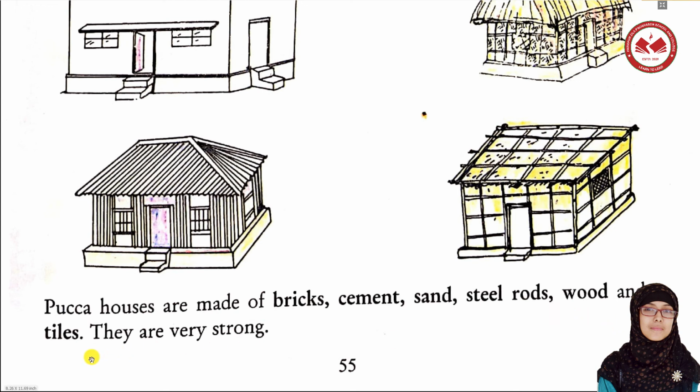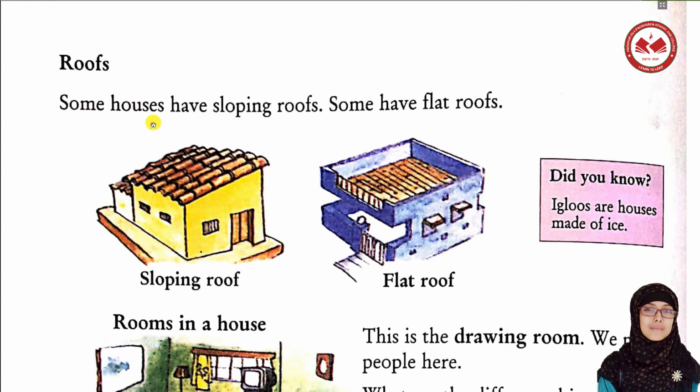So we can understand that they are probably very strong because they are made of strong and hard materials like bricks, cement, sand, steel rods, and wood, right? And they're nothing like kacha houses. They are really strong. So now let's go to the next page, page 56. Here we will learn about several types of roofs, that is, two types of roofs. Some houses have sloping roofs, some houses have flat roofs.